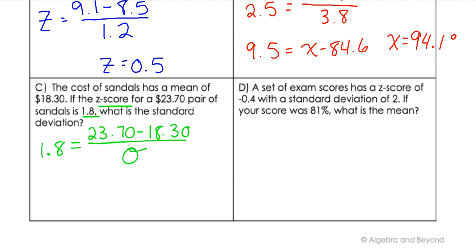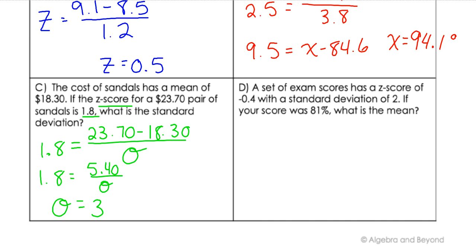All right, so in this case, we can simplify that numerator, subtracting those, and I get 5.4, or $5.40, divided by the standard deviation. When we isolate the standard deviation, we end up doing 5.4 divided by 1.8, and we get a standard deviation of 3. So the standard deviation would be 3 in order for $23.70 to be 1.8 standard deviations away from that mean.